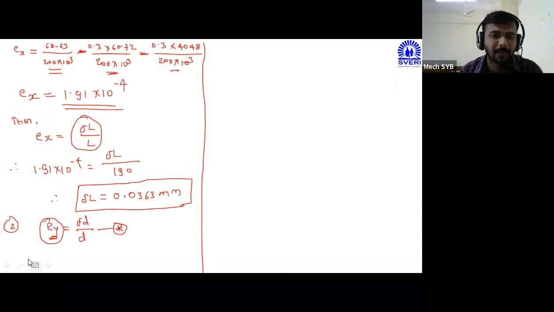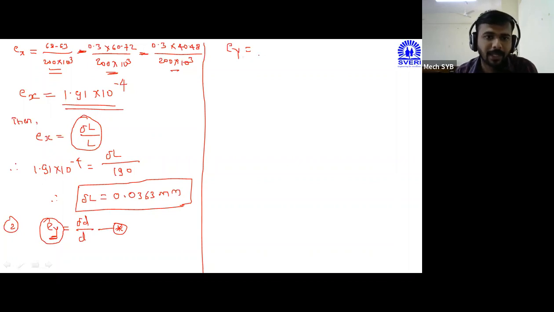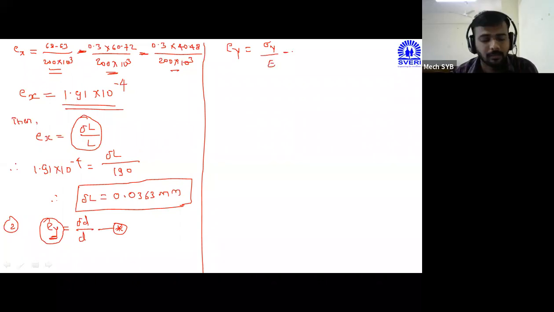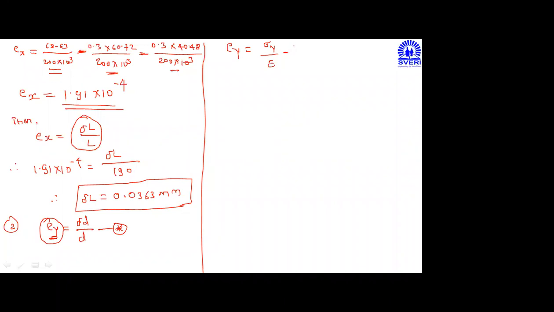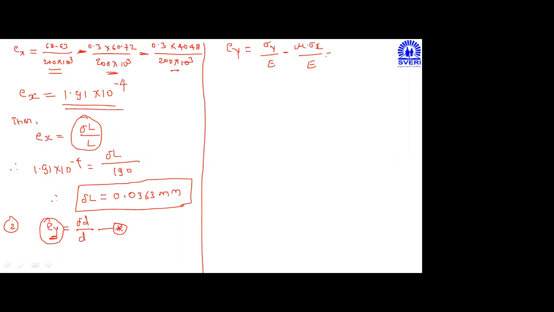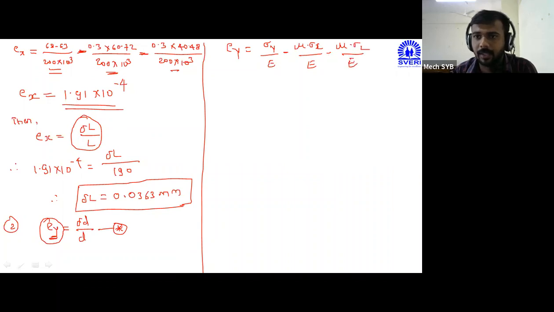मग ह्याच्यानंतरचा दुसरा फॉर्म्युला आपल्याला माहित असणं गरजेचं आहे. कुठला? Epsilon y. Now tell me, epsilon y in the form of sigma x, sigma y and sigma z. काय येणार आहे सांगायचं? Epsilon y is equal to sigma y upon e, okay, minus mu sigma x upon e, correct, minus mu sigma z by e. Okay, so this is the formula. What is the change in epsilon x and epsilon y?